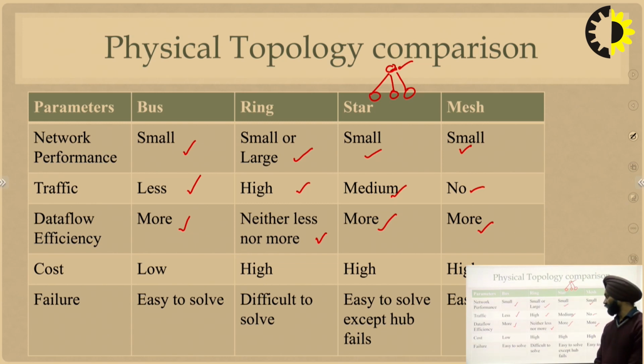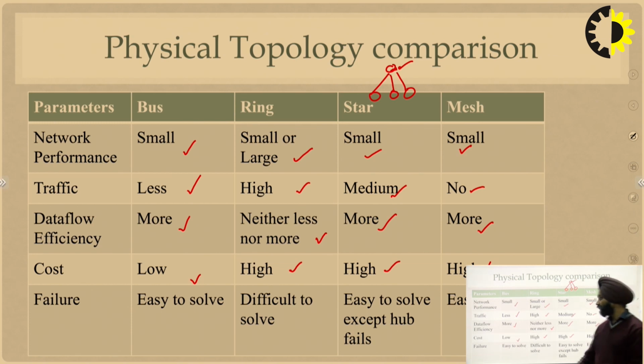So for the same number of devices, the ring topology will have an average data flow efficiency. The cost: mainly here, the bus has only the bus cost. For the ring, the cost is higher. For the star, the cost is mainly dependent upon the central node, and the mesh topology has more cost due to the higher number of links and the higher number of ports in the network.